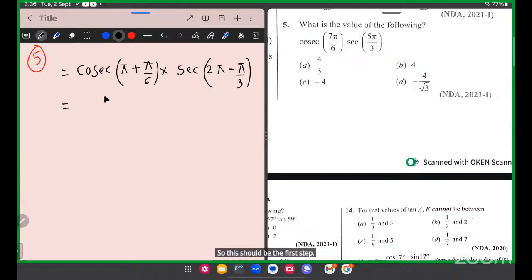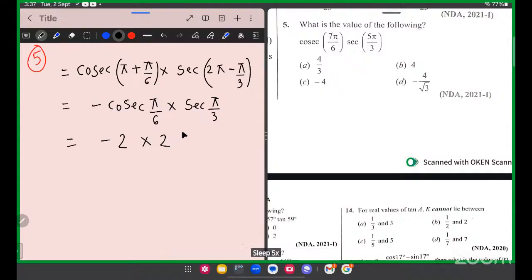What is cosec of pi plus theta? Minus cosec theta. Yes or no? Similarly, what is sec of 2 pi minus theta? It is sec theta only, because in the fourth quadrant, sec theta is positive. And in the third quadrant, cosec is negative. So therefore, I have put a minus sign here. So what is cosec pi by 6? It is 2. And what is sec pi by 3? It is also 2. So the answer is going to be minus 4. C should be the right answer. I hope it is clear.